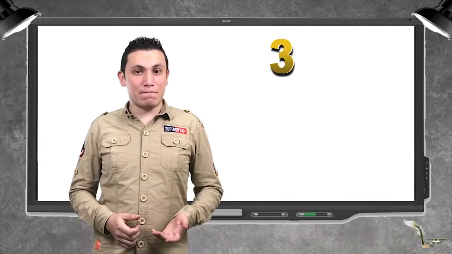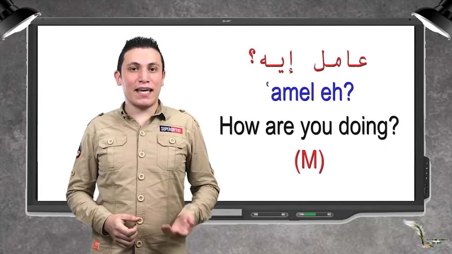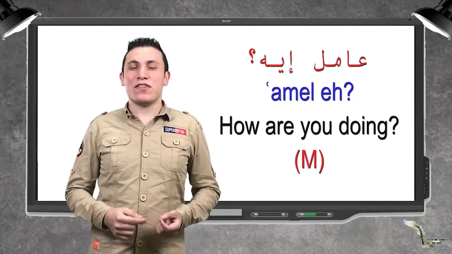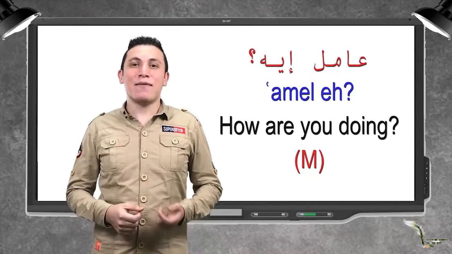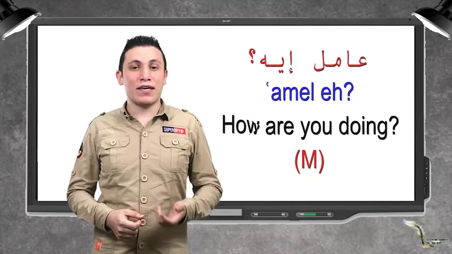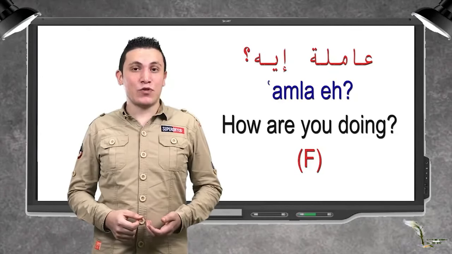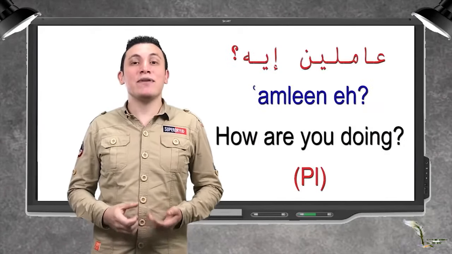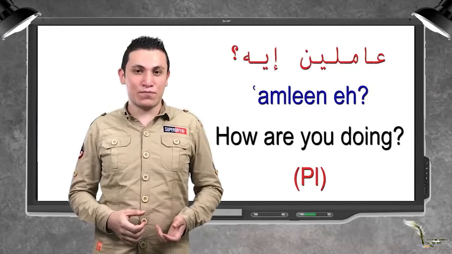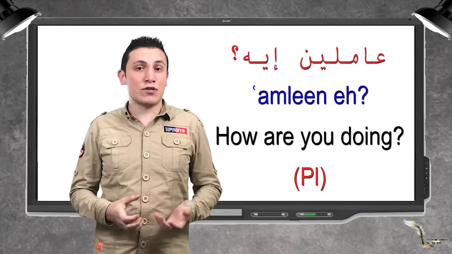Question number 3 is عامل إيه؟ And try to focus, there is a long vowel in there. عامل إيه? To a male, عاملة إيه? To a female, and عاملين إيه? In the plural form. This means, how's it going?